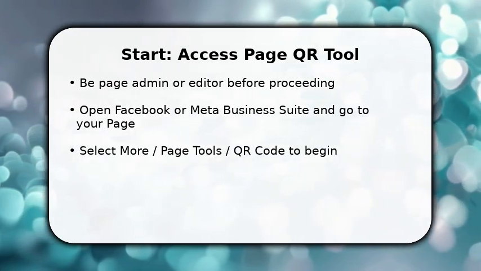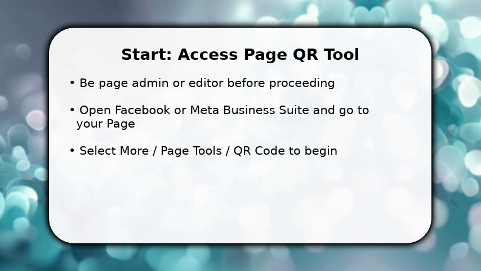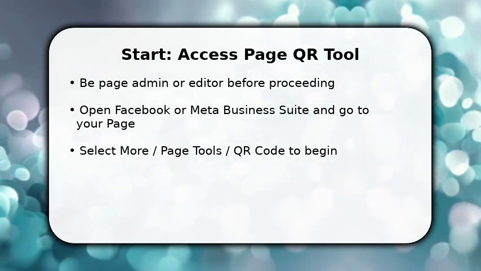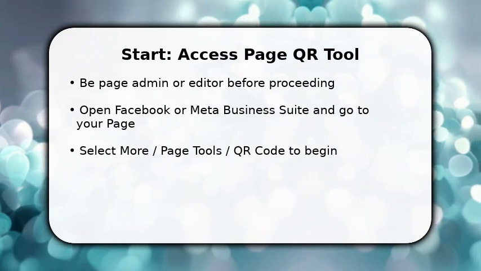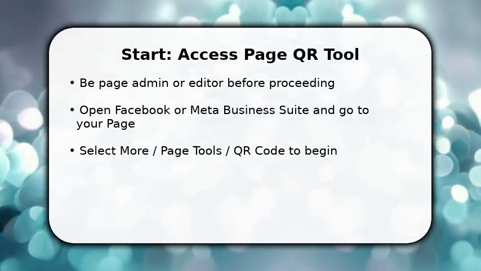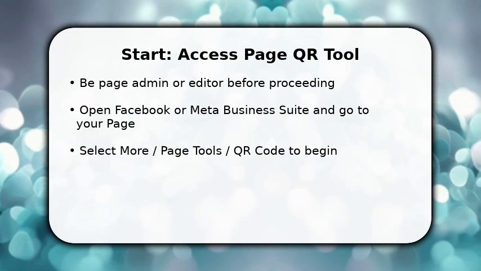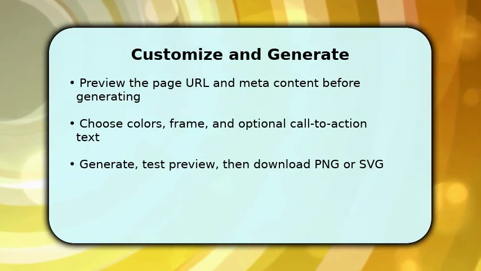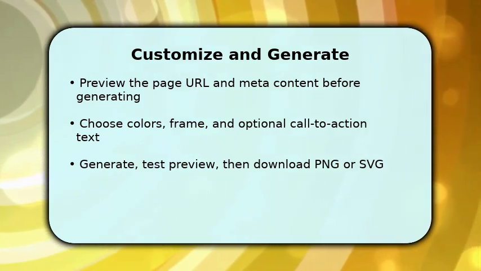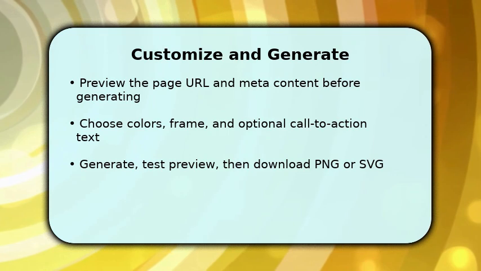Next, click More or Open Page Tools in Meta Business Suite, find the QR code option, and select it. This starts the generator immediately, so you don't waste time on needless setup and can move on to customizing and exporting the code. Once the QR tool is open, check the link and preview so you know where visitors land. This ensures accurate tracking and user experience.